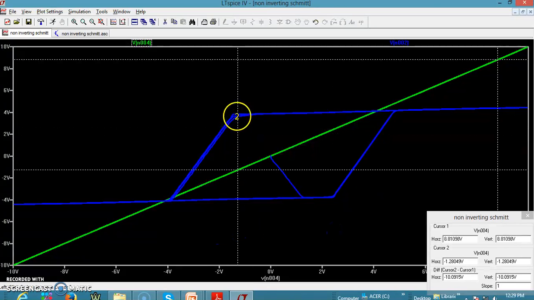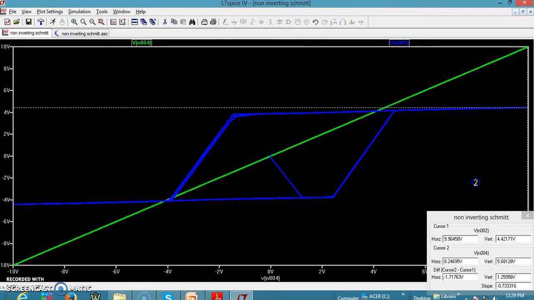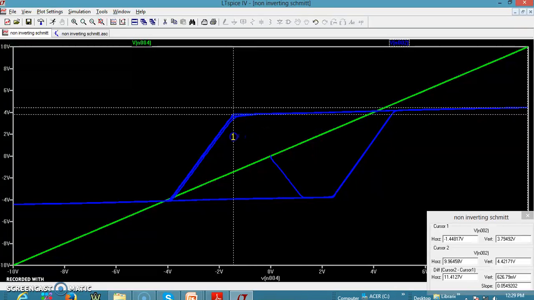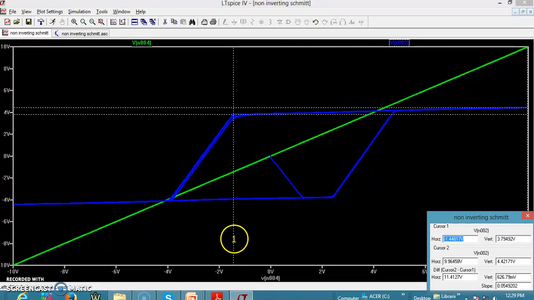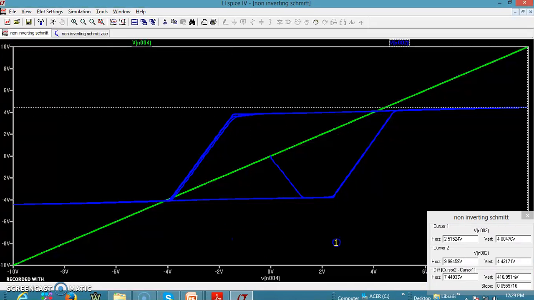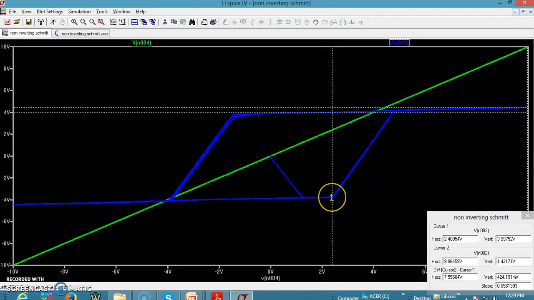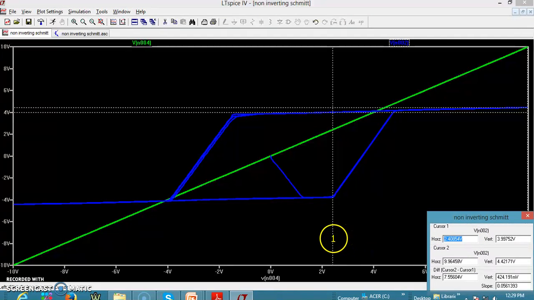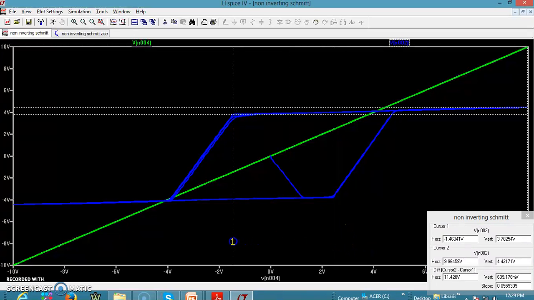The corresponding output, you can just move it on the output line. This is VTL, which is actually minus 1.4. This is horizontal, so this is the input voltage at which the output makes a transition, and this is VTH. VTH is plus 2.4 and VTL is minus 1.4. This way we can get the transfer characteristics.